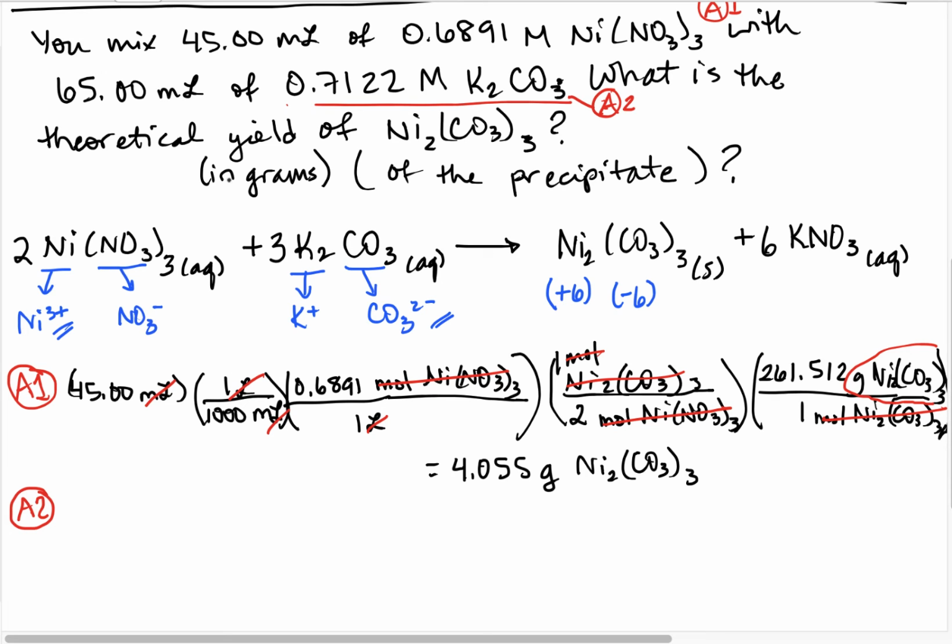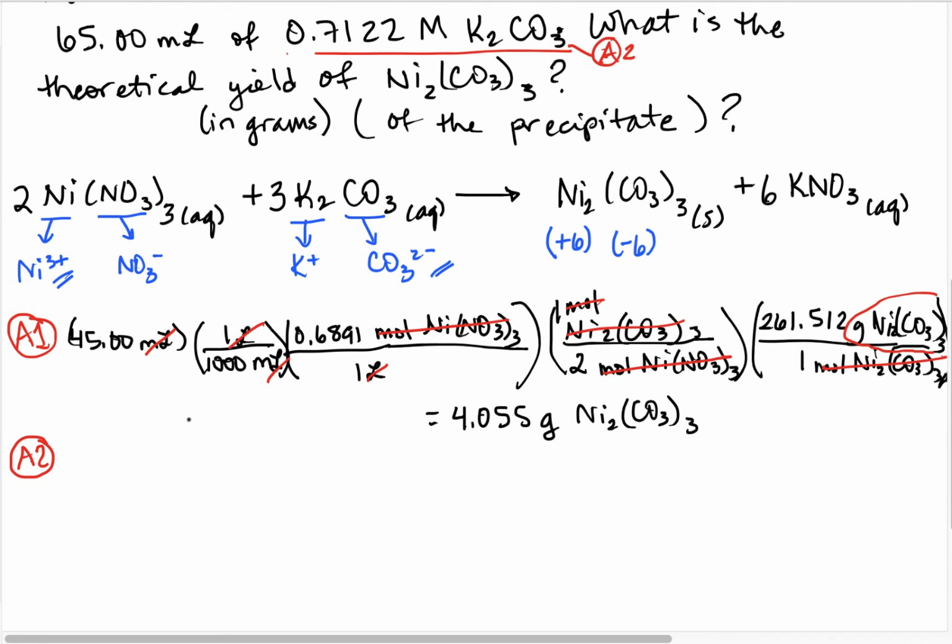So I want you to pause the video and calculate from the 65 milliliters of 0.7122 molar potassium carbonate and see what kind of a product you get. I'm not going to write out all the setup because it's exactly the same with the different quantities here. But when you started from 65 milliliters of 0.7122 molar potassium carbonate, then you should have gotten 4.035 grams of nickel carbonate as your answer.